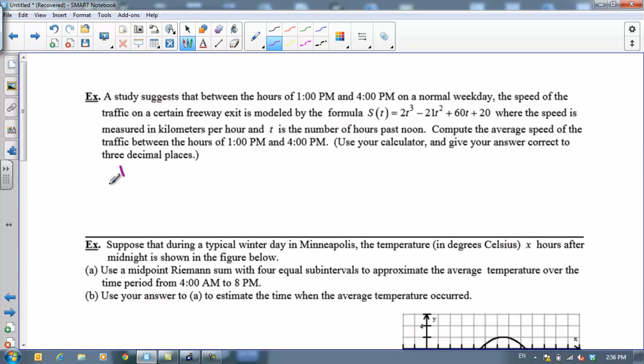So I'm going to do my formula, 1 over 4 minus 1, or 1 over b minus a, times the integral from 1 to 4 of s of t dt.